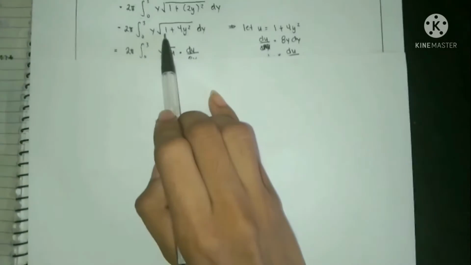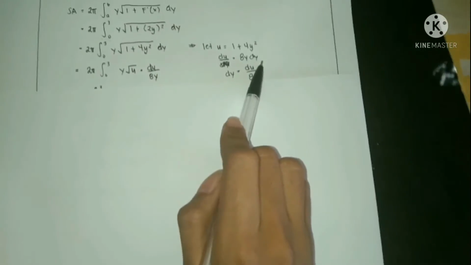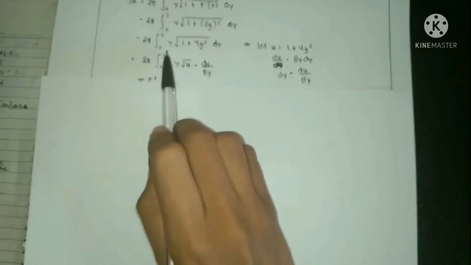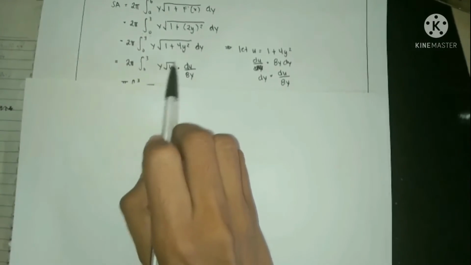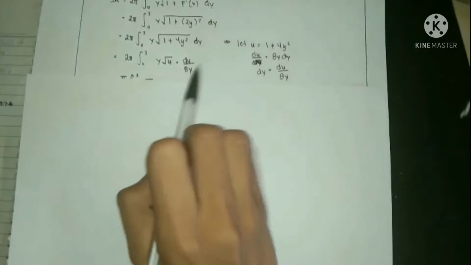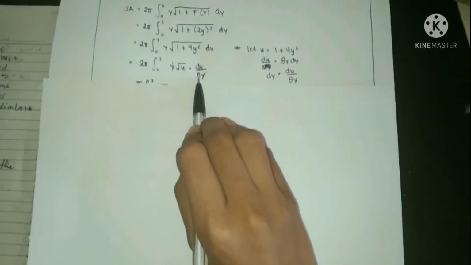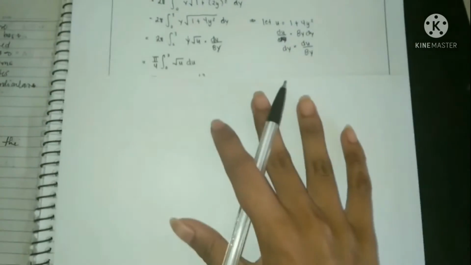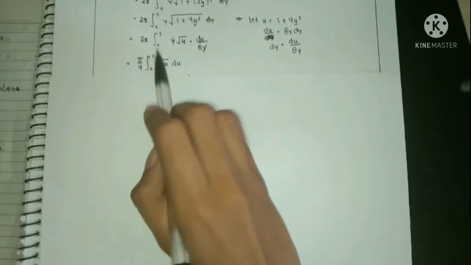So, let's integrate this equation. Let us make u equal to 1 plus 4y squared and du is equal to 8y dy, and dy will be equal to du over 8y. So, we write 2 pi, the integral of y, and this is our u. So, let's just write like this. So, times the value of our dy, which is du over 8y. So, cancel this. Let's take out the 8 here as a constant. So, it becomes 2 pi over 8 or pi over 4. So, pi over 4, the integral of square root of u du from 0 to 3.